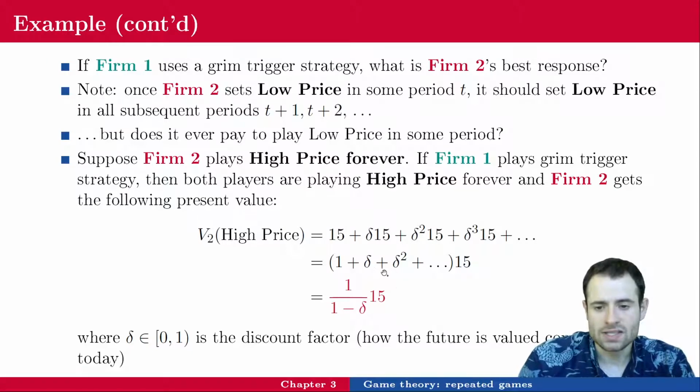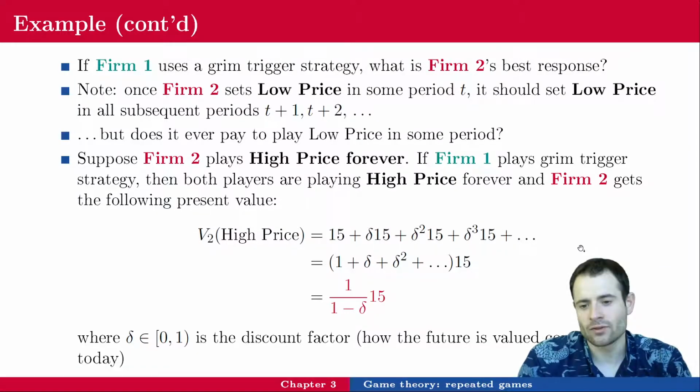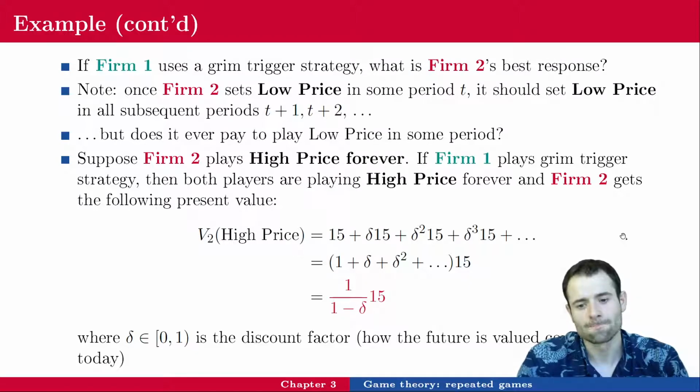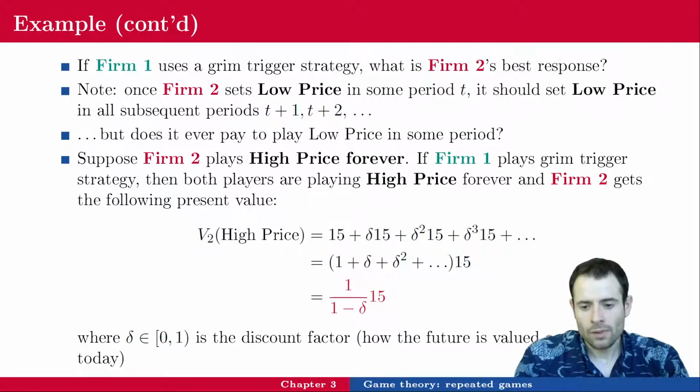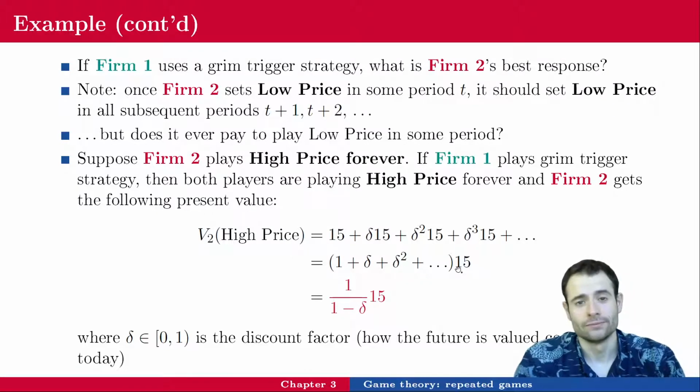Now, since it is forever, then this sum is going to go forever. Delta to the 4th times 15, delta to the 5th times 15, and so on and so forth. Well, if you factorize by 15, so you put 15 in front, then in the brackets you end up with 1, plus delta, plus delta squared, plus delta cubed, plus delta to the 4th, and so on. This sum is infinite. It goes forever.